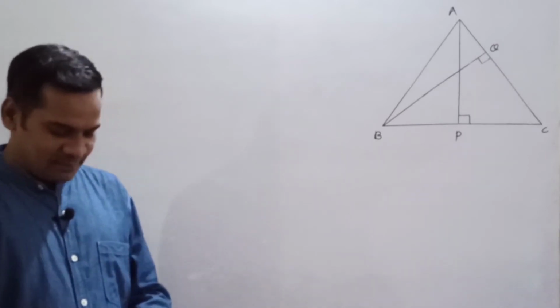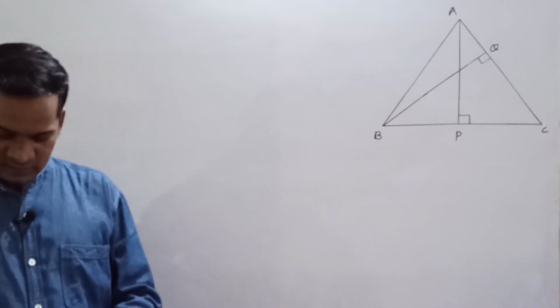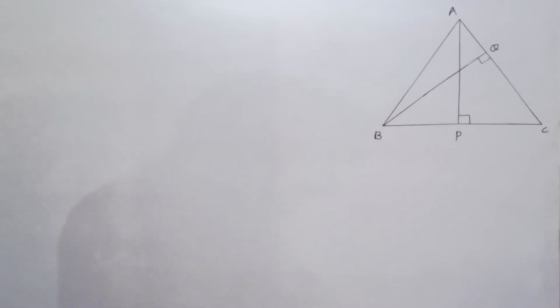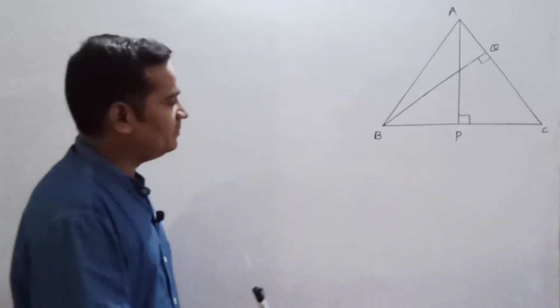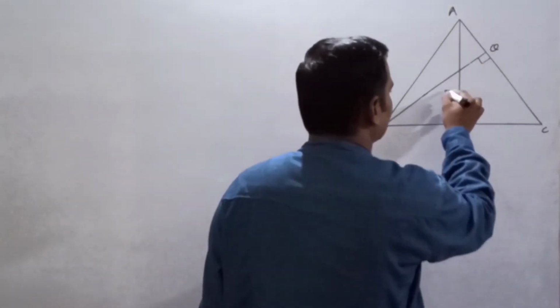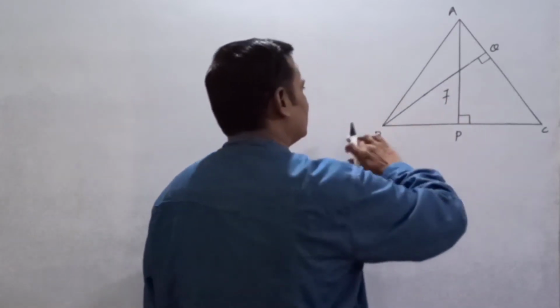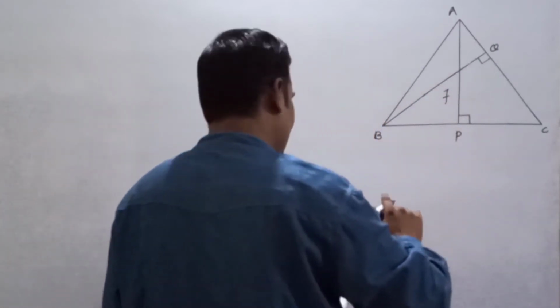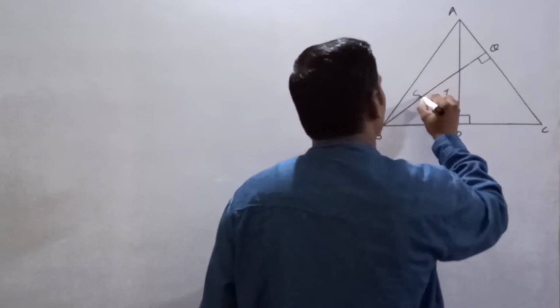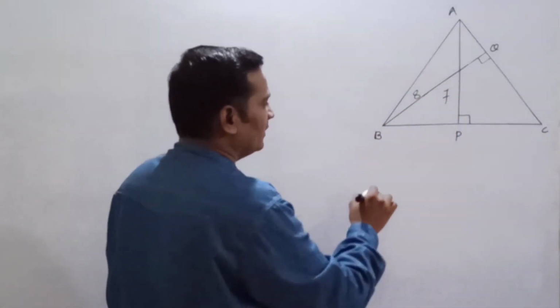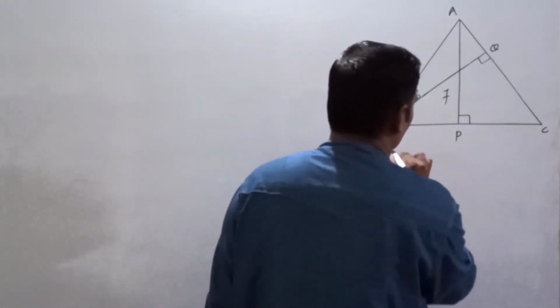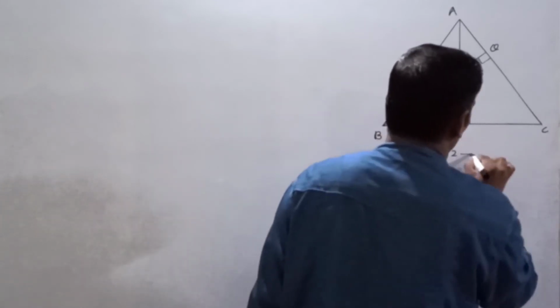Segment AP is equal to 7. That means the height of the triangle ABC is given. This AP is 7. This BQ is given and that is 8. And this BC is also given, which is 12.